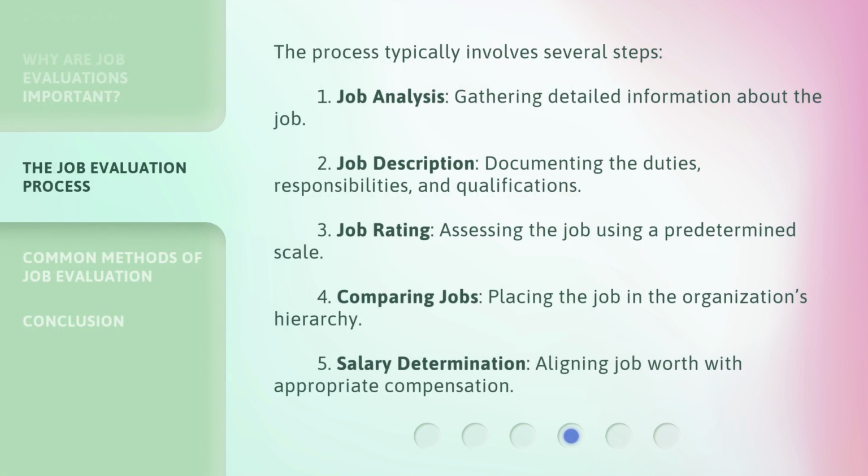The process typically involves several steps. 1. Job analysis, gathering detailed information about the job. 2. Job description, documenting the duties, responsibilities, and qualifications. 3. Job rating, assessing the job using a predetermined scale. 4. Comparing jobs, placing the job in the organization's hierarchy. 5. Salary determination, aligning job worth with appropriate compensation.